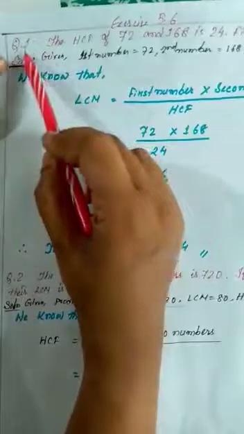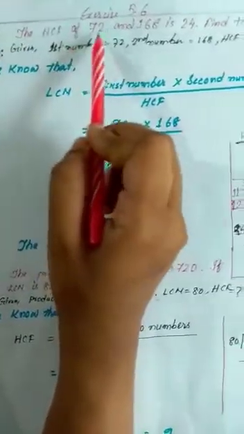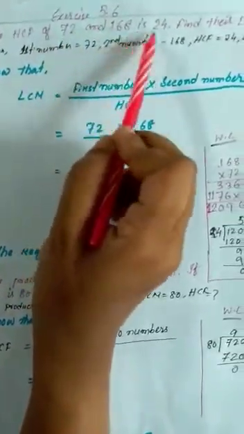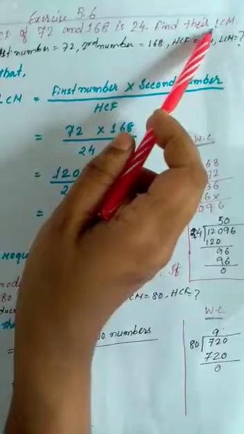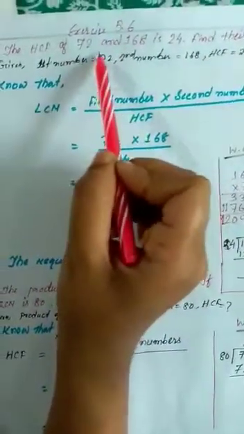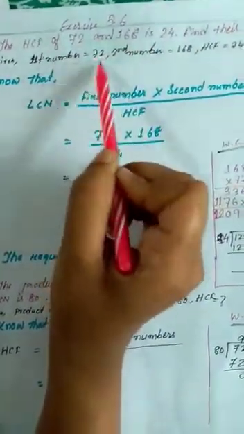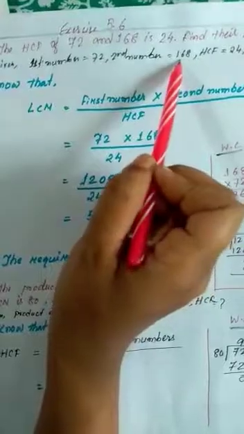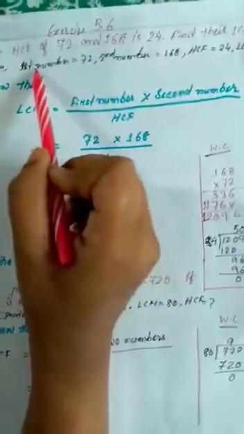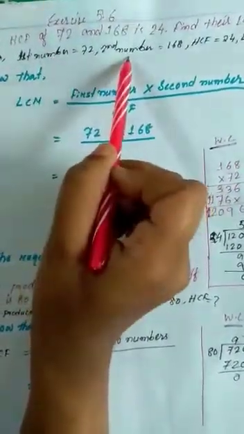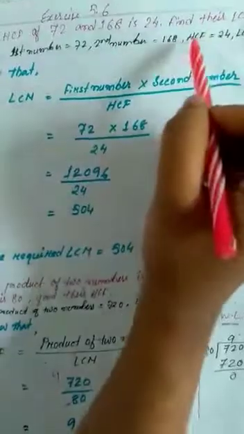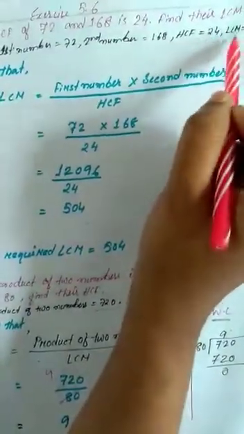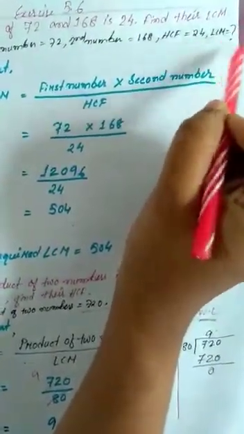Question number 1: the HCF of 72 and 168 is 24. Find their LCM. So what are the givens here? Three values are given. The first number is 72 and the second number is 168. You can write in place of the first number the other number and vice versa. HCF is 24 and LCM we have to find out.